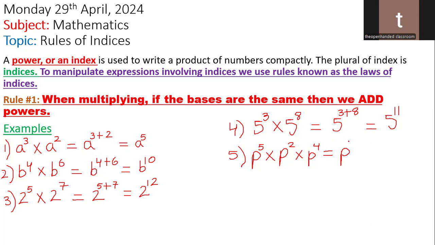So it's going to be P to the power of 5 plus 2 plus 4, which is going to be equal to what? P to the power of what? 5 plus 2, and then plus 4 is what? It's 11. Very good. So it's going to be P to the power of 11. Interestingly enough, it's 11 again. That's not intentional, by the way, that just happened.